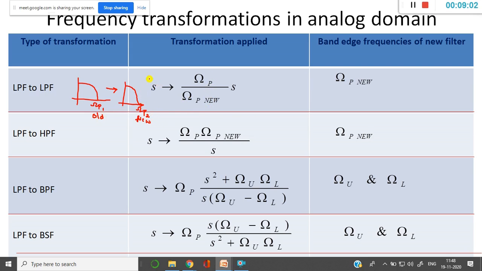Anyway, I have an H of s that is already designed for the old cutoff frequency. H of s means I will have a standard form, and in the denominator I will have some polynomial in terms of s. Now I need to replace this variable s by omega p divided by omega p new, times s. This is a small change that you are supposed to perform in your existing transfer function. So that's it for converting low pass to low pass filter.